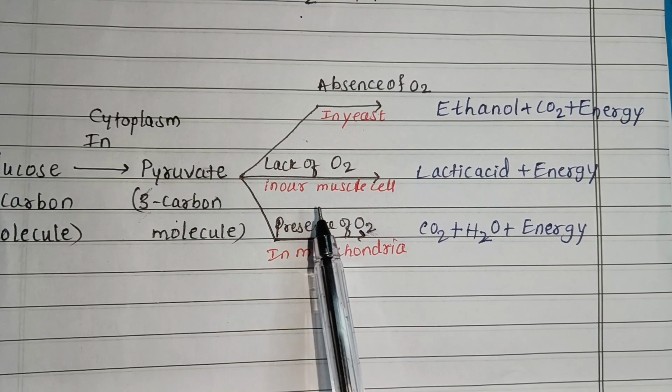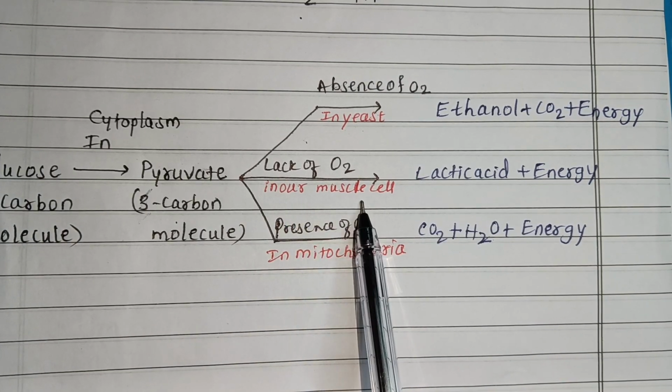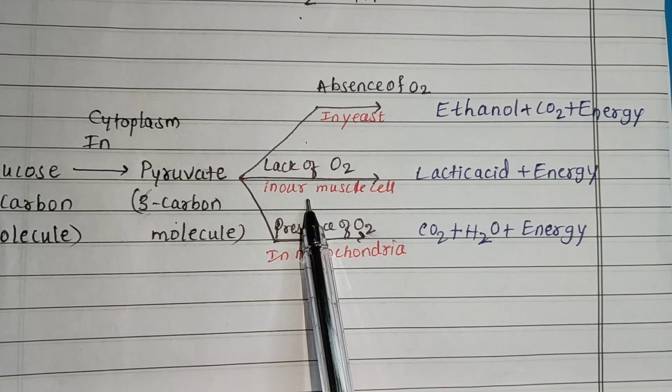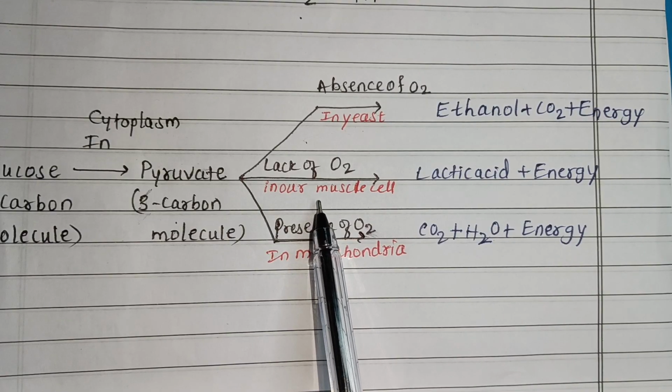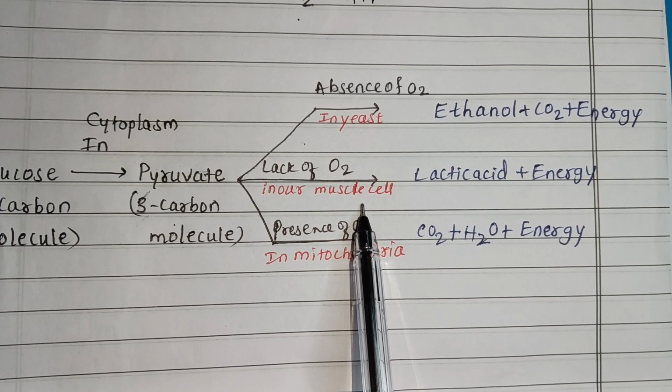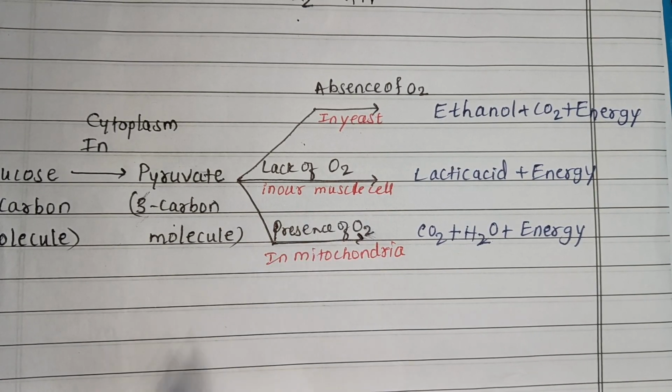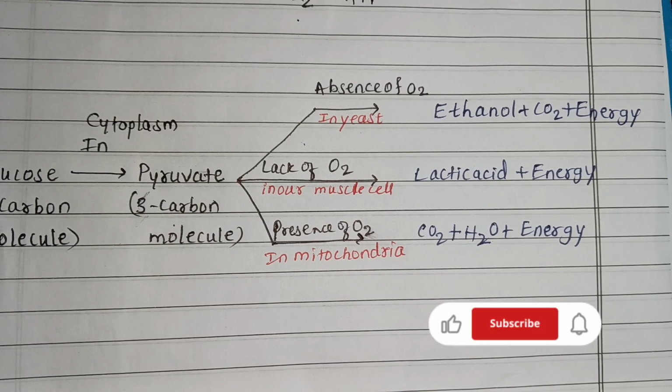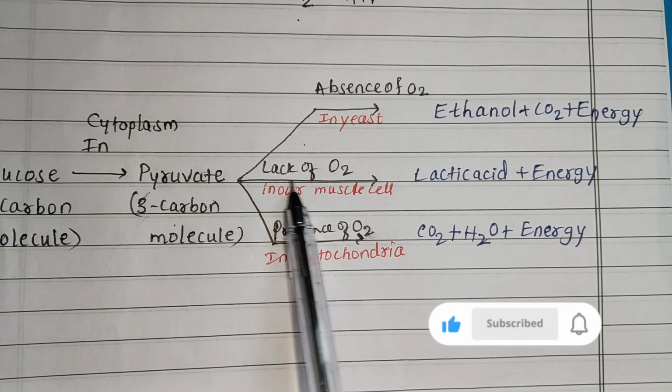Now another case is given in our muscle cells. What is the meaning of this? Think that you are running some distance, like 1 kilometer. While running you do not feel any pain, but after running, in the evening or night, you start to feel pain in your muscles. What is that? It is a lack of oxygen.